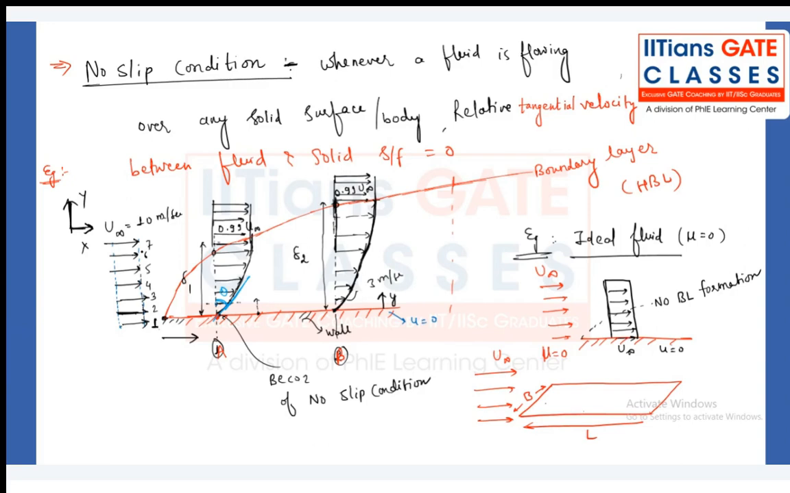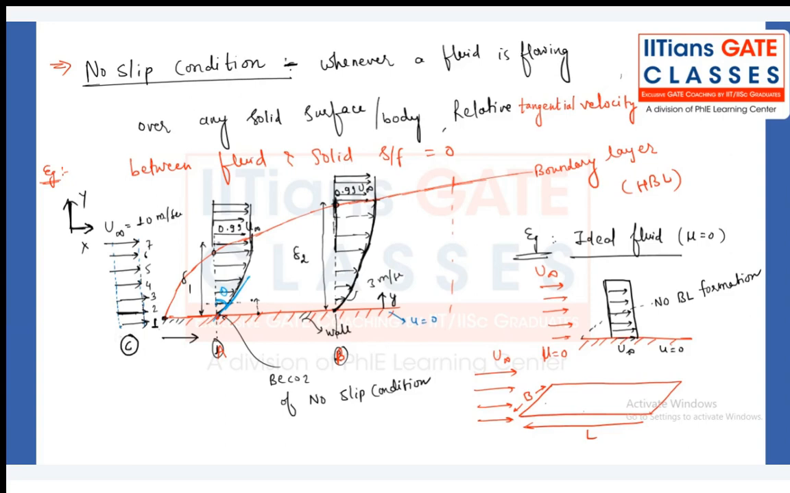And that is why I have taken the free stream velocity U infinity as 10 meter per second. Just for the example, I'm saying 10 meter per second. It can be anything, depending on the location. Now, before coming in contact, they are having the uniform velocity profile. Let us suppose this section is called the C section.